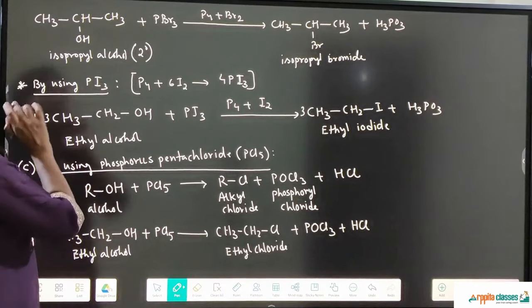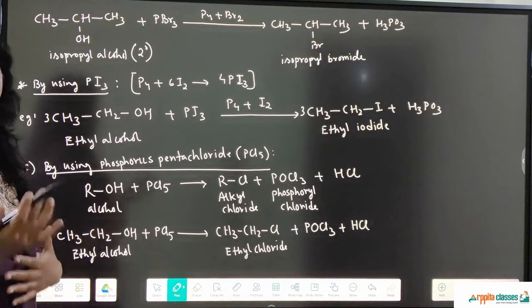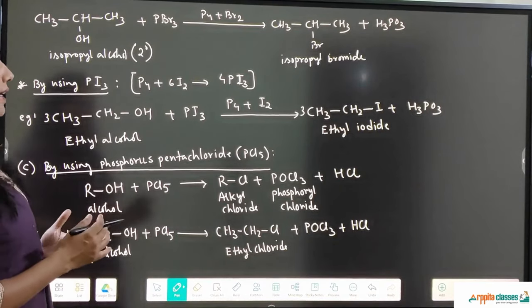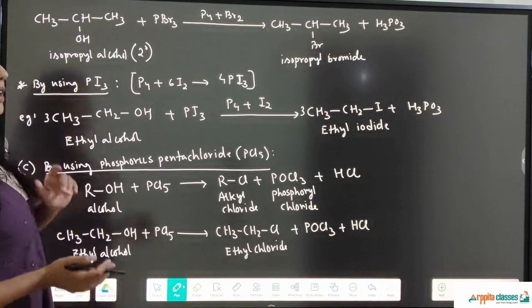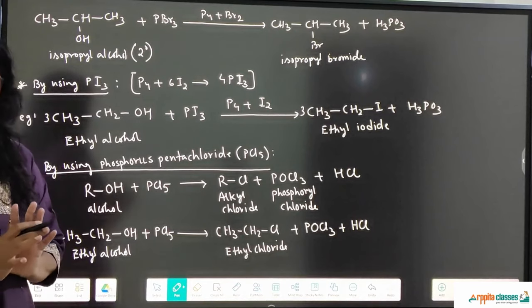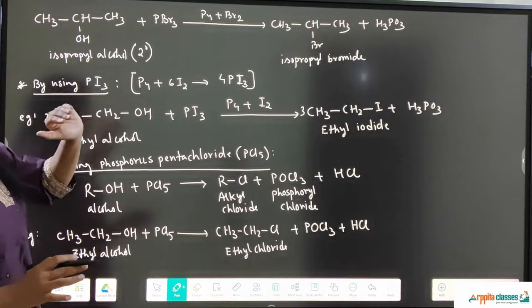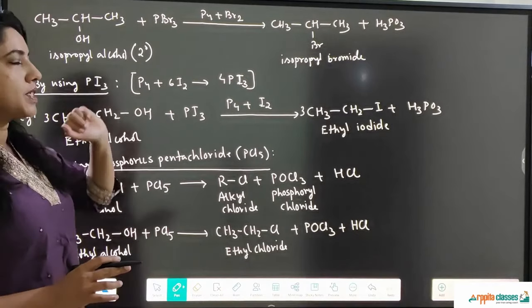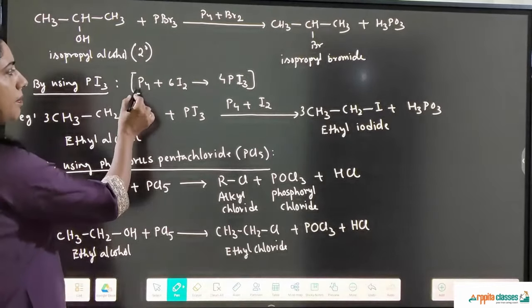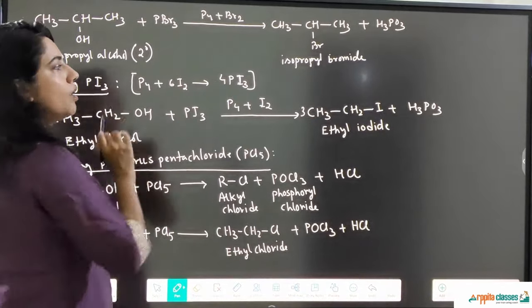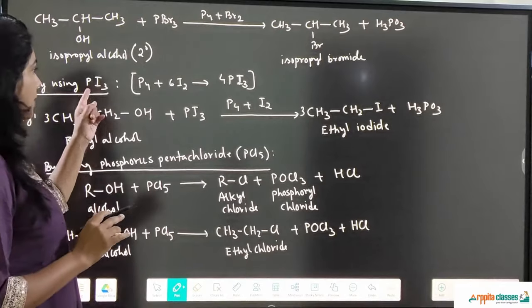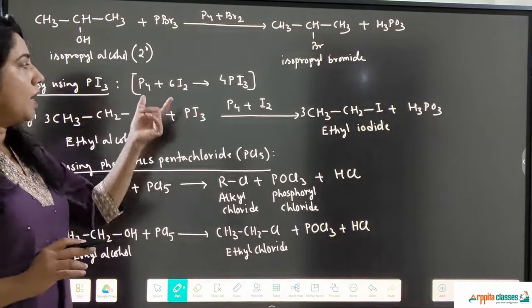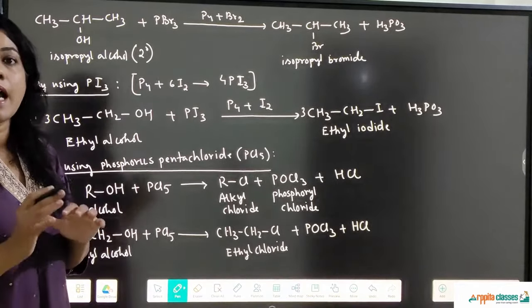Similarly, if we are using PI3 for the preparation of iodoalkane or alkyl iodide, okay, PI3 is also unstable, we cannot prepare and keep it, so we have to prepare it in situ from phosphorus and I2. Again the same thing, P4 plus 6I2 will give us 4PI3. So PI3 will be produced in situ by the action of red phosphorus and iodine.